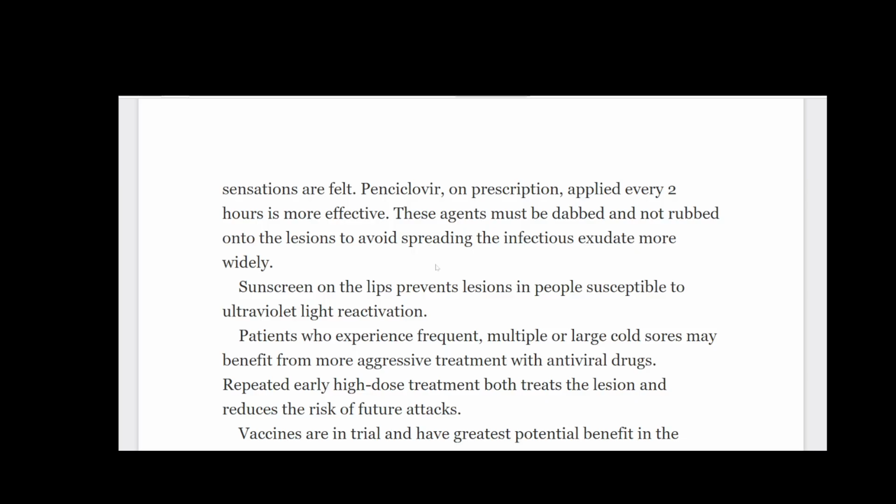Sunscreen on the lips prevents lesions in people susceptible to ultraviolet light reactivation. Patients who experience frequent, multiple or large cold sores may benefit from more aggressive treatment with antiviral drugs. Repeated early high-dose treatment both treats the lesion and reduces the risk of future attacks. Vaccines are in trial and have greatest potential benefit in the developing world where herpes simplex infections are a common cause of blindness and are common sexually transmitted diseases, but none is yet approved.